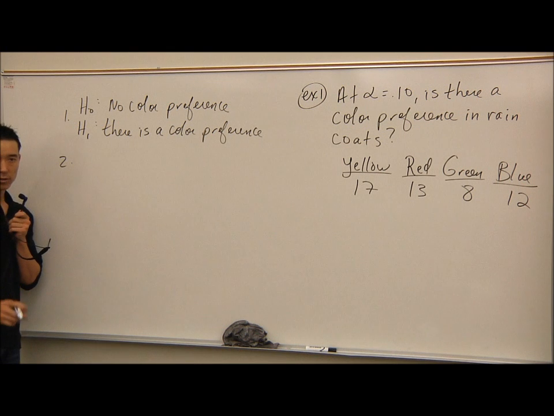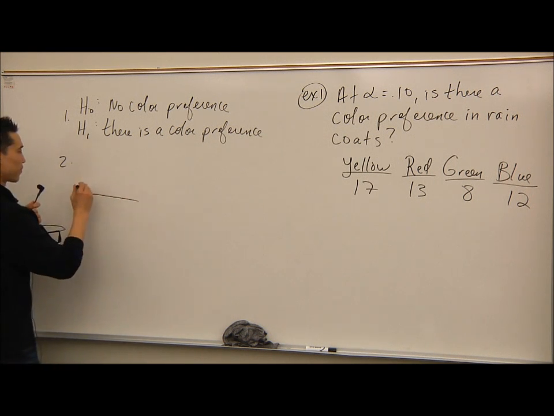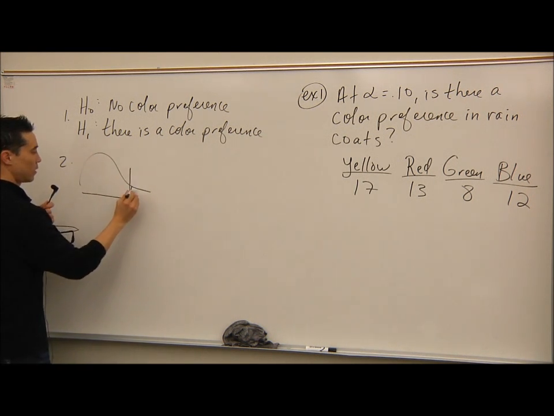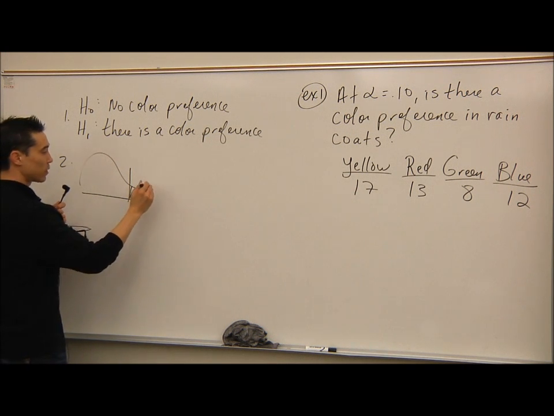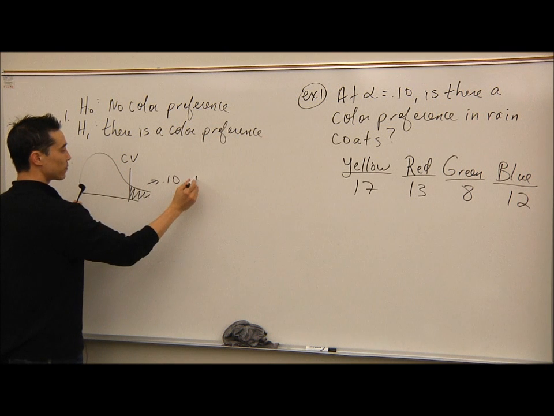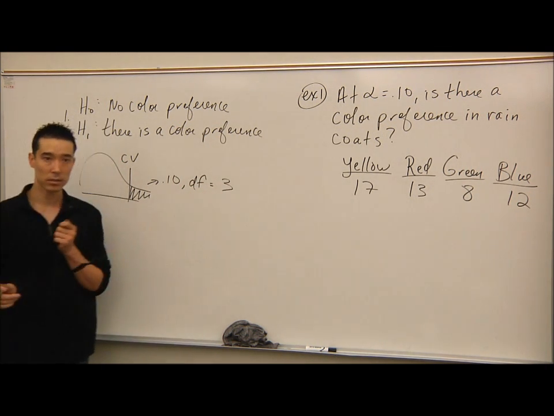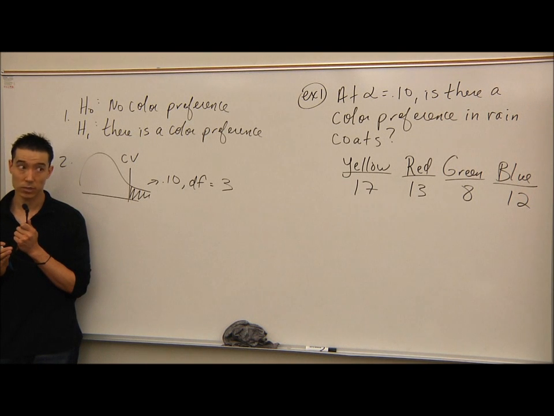Brings us to step 2, critical values. I told you it's always a right tail test. So go to your chi-square distribution, go to the right tail. And we said alpha was 0.10 here. And what would my degrees of freedom for this one be? 3, right? We had 4 colors for the categories, and 4 minus 1 is 3.